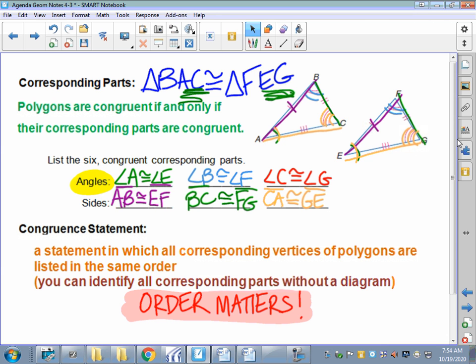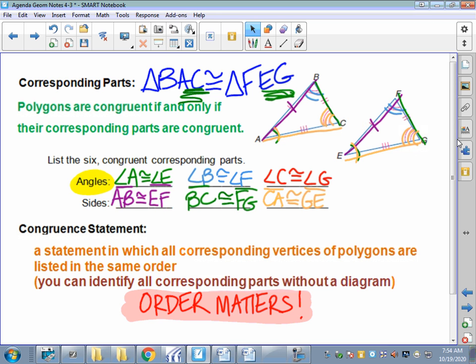That would be a question on a test or a quiz. I would say, if I name this one BAC, how do I have to name the other one? Or using this congruent statement, what angle corresponds to angle G? And you would be able to say, oh, that's C because it's listed last.